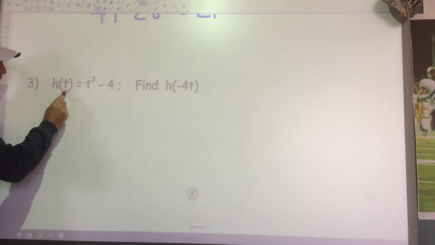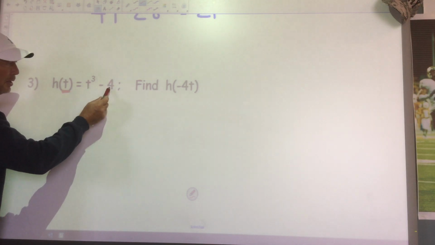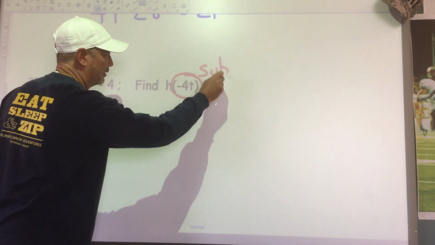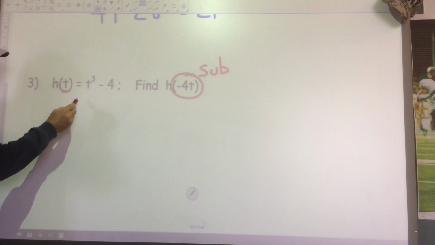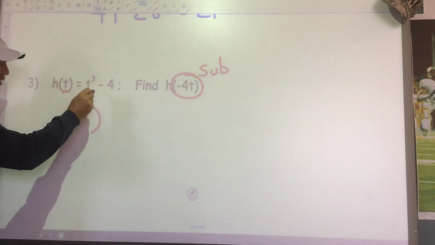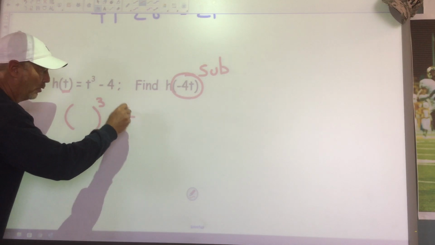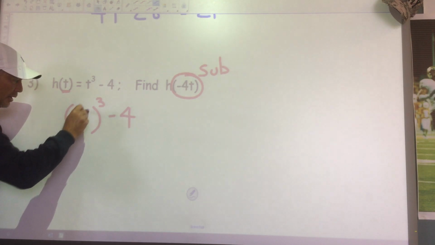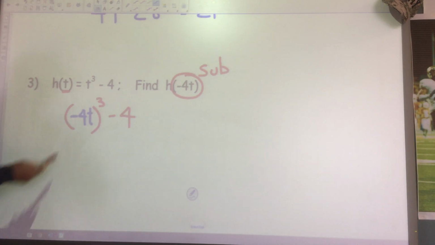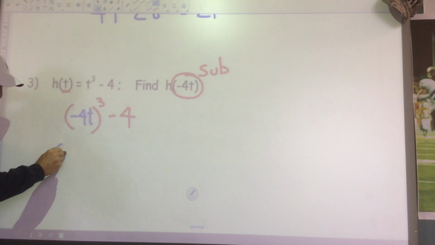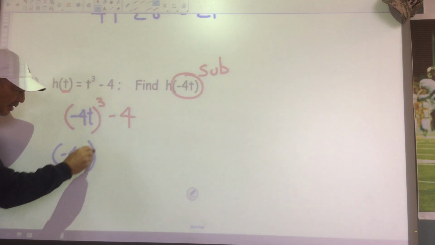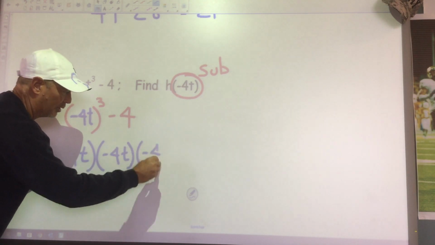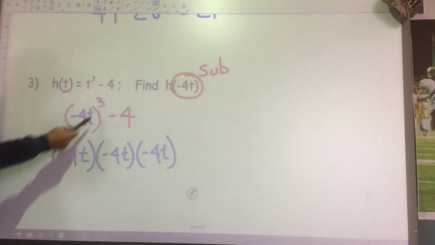Wherever I see the letter t in my problem, they're going to ask me to substitute in -4t. So right here where this t is, I have t to the 3rd power minus 4. They're going to ask me to substitute in -4t. This means that I'm going to go -4t times -4t times -4t. That's the equivalent.